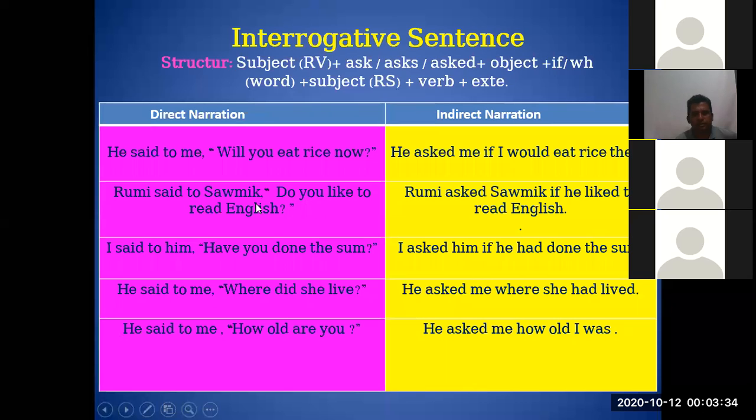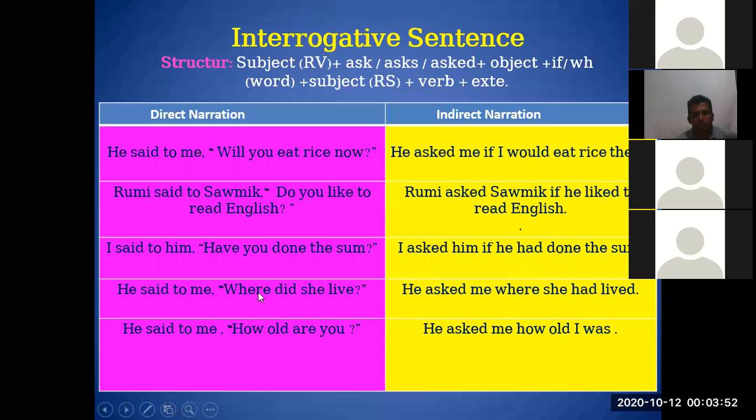In the second sentence it is also changed as the rule of yes no question, and in the third sentence it is also changed as the rule of yes no question. But in the fourth sentence, I like to draw your attention.